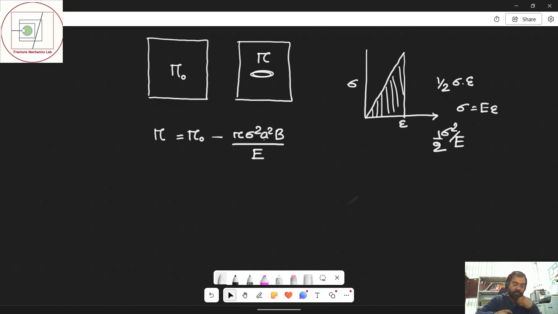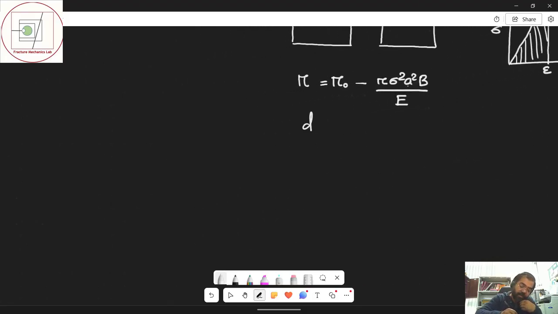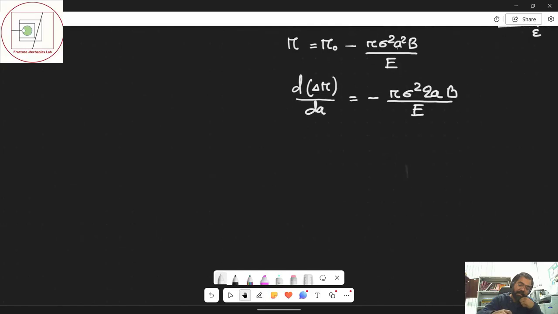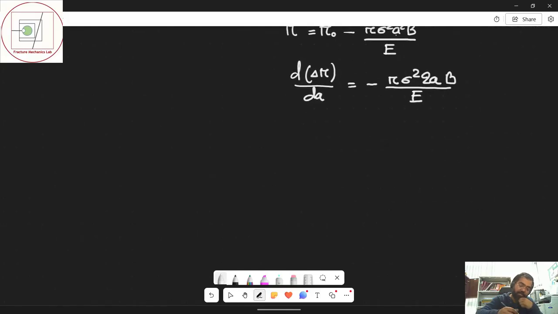So never mind. The rate of change in energy per unit crack length can be written as negative of pi sigma square, then this becomes 2a b divided by E. So keeping this in mind, what Griffith says is that the rate of change of potential energy must be equal to the rate of change of surface energy which is being created when the crack is forming.